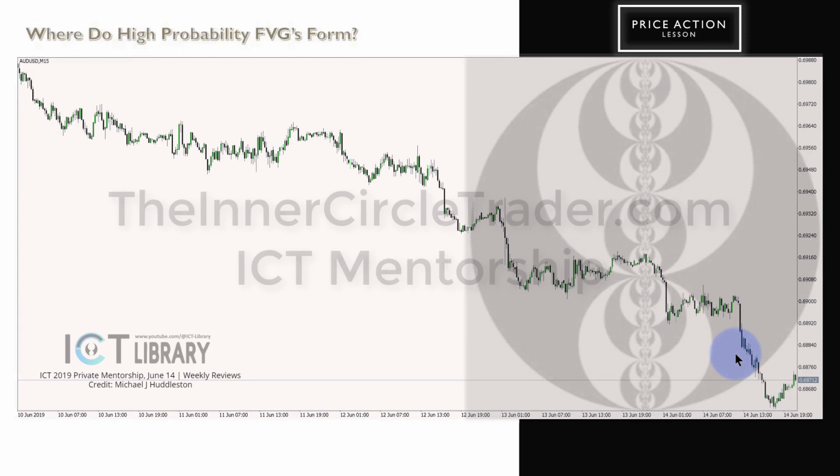The lesson is going to be, where do high probability fair value gaps form? Now, there's fair value gaps forming on all time frames, but what differentiates a high probability one from a just simple common gap? And that's what we're going to cover now. When we look at price action like this simple 15-minute chart, there's a lot of things in this chart, but I want to keep the focus on just the fair value gap and what differentiates a common gap and a fair value gap.